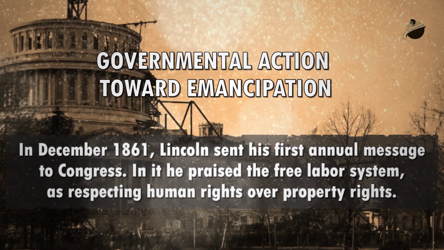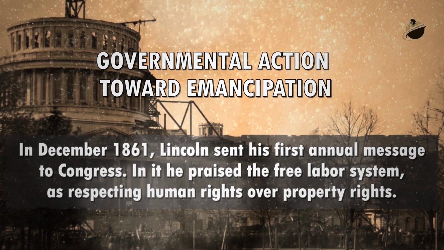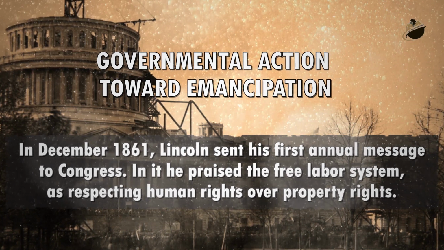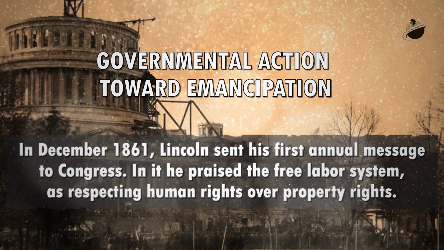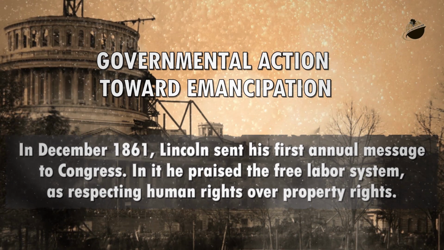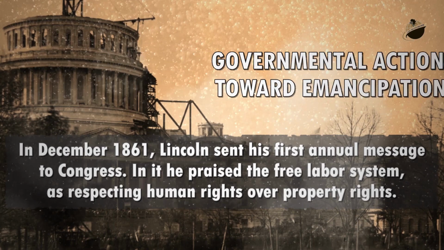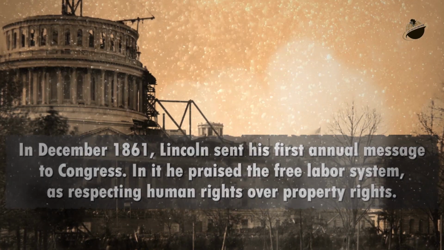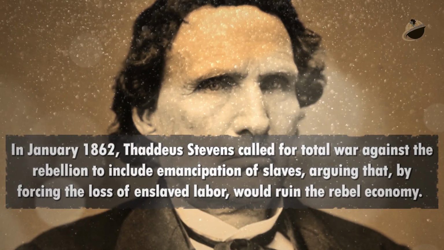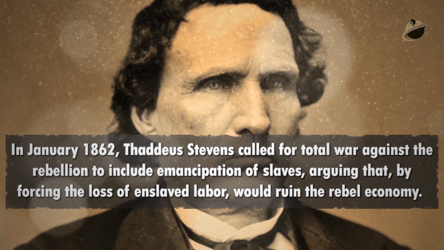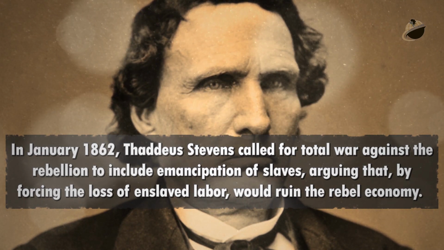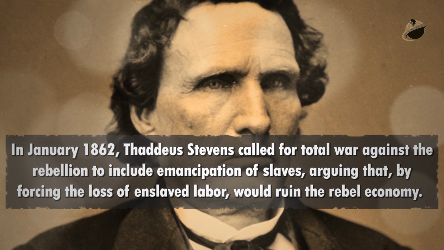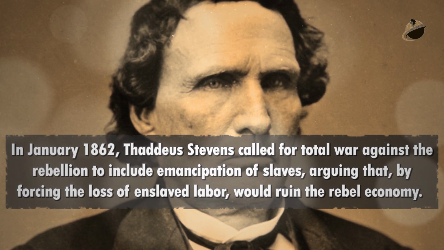Governmental action toward emancipation. In December 1861, Lincoln sent his first annual message to Congress. In it he praised the free labor system as respecting human rights over property rights. In January 1862, Thaddeus Stevens called for total war against the rebellion to include emancipation of slaves, arguing that forcing the loss of enslaved labor would ruin the rebel economy.